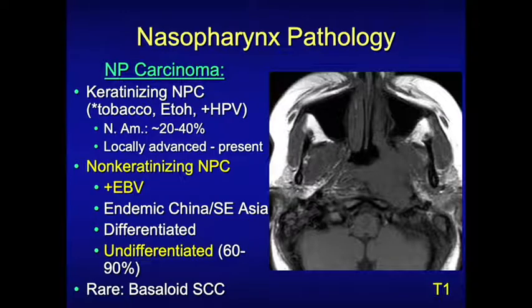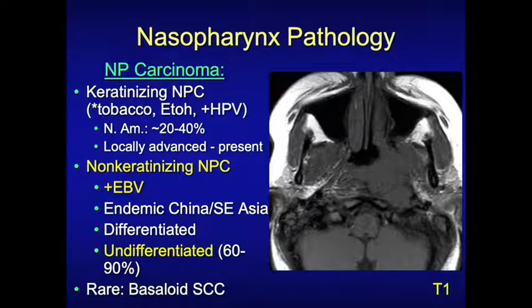So nasopharyngeal carcinoma comes in two major varieties, either keratinizing or non-keratinizing, and rarely there are basaloid squamous cell carcinomas. The keratinizing nasopharyngeal carcinomas are those that have similar risk factors as for other head and neck squamous cell carcinomas, and include tobacco, alcohol use, and these are often associated with HPV. In North America, it represents about 20 to 40% of nasopharyngeal carcinomas, and usually these patients present with locally advanced disease.